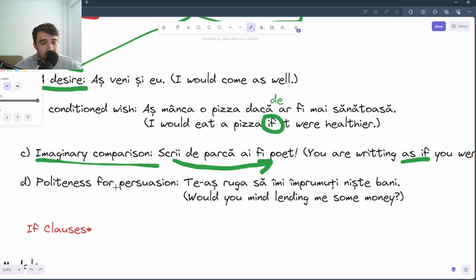So you're trying to get something, yeah? You try to persuade somebody, you try to get money, and you try to be more polite instead of saying it with the present tense. Don't say "te rog," you say "te-aș ruga." Would you mind lending me some money? This is a very approximate translation, probably the closest I can think of in English.